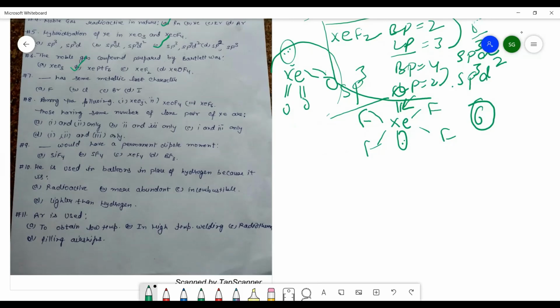In which does your metallic character occur? Among these compounds, this is a group 17 element compound. So you can say this one is D because it has the large size and low ionization enthalpy.